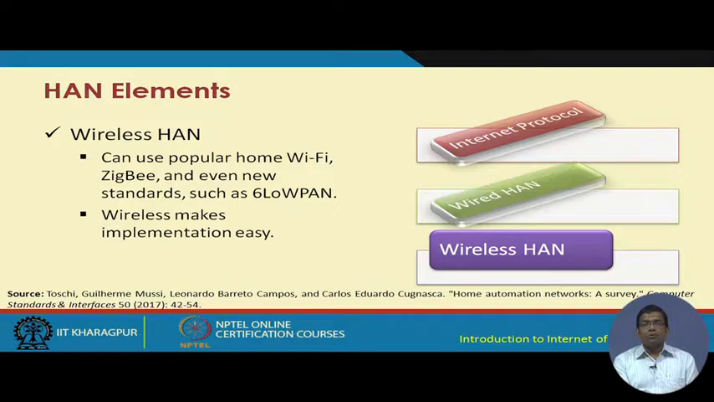Wireless home area network uses different technologies like Wi-Fi, Zigbee, and the different others that we spoke about in the earlier part of this course. For example, the ones that we covered in module 1, the different technologies, those can be used for wireless home area network. So, wireless makes implementation easy, it improves the mobility of the users, thereby improves the satisfaction and the utility of home networks. Overall this utility is going to improve.